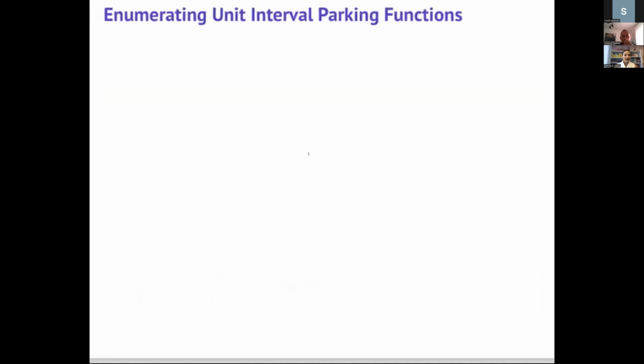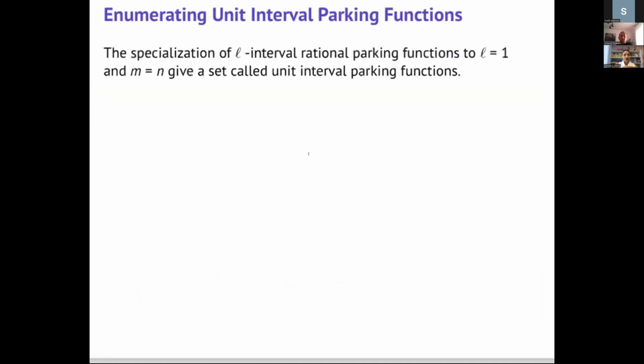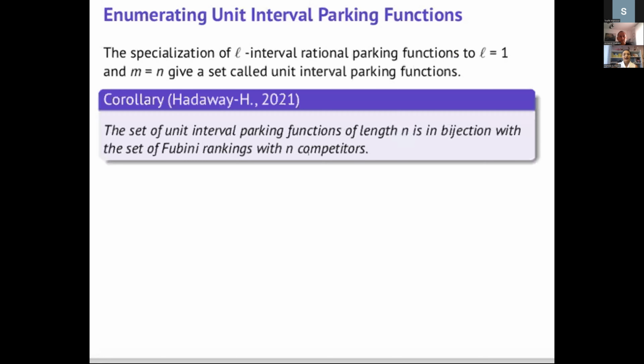Now, enumerating the unit interval parking functions, so again, that's the L equals 1 case, gives you that specialization to that nasty recurrence formula that I showed you, but in fact, it's really beautiful. So the first thing to note is that the set of unit interval parking functions of length n is actually in bijection with the Fubini rankings with n competitors.